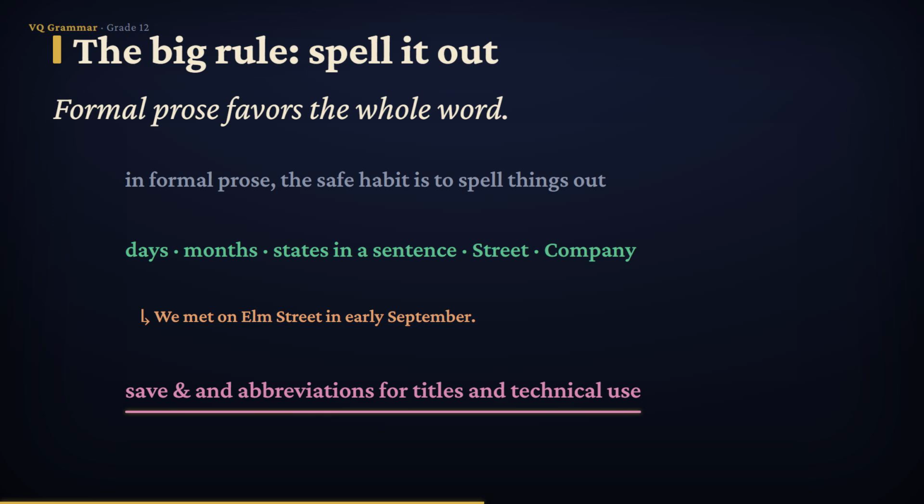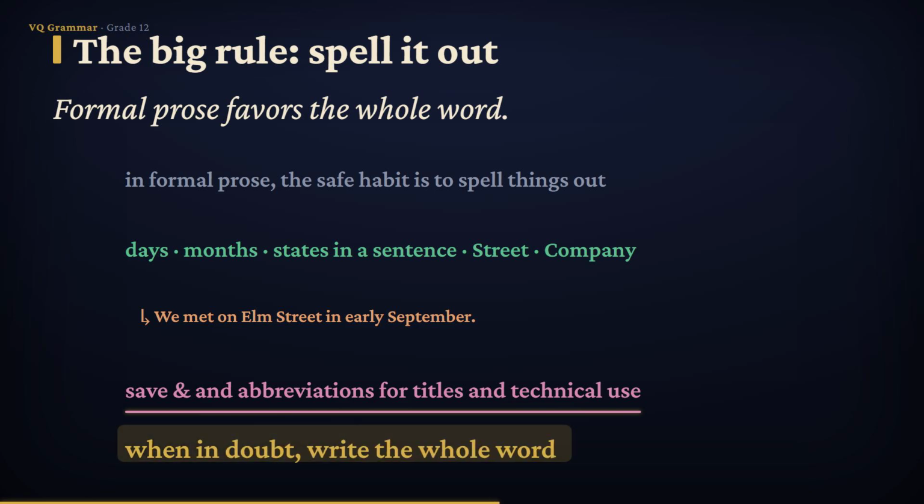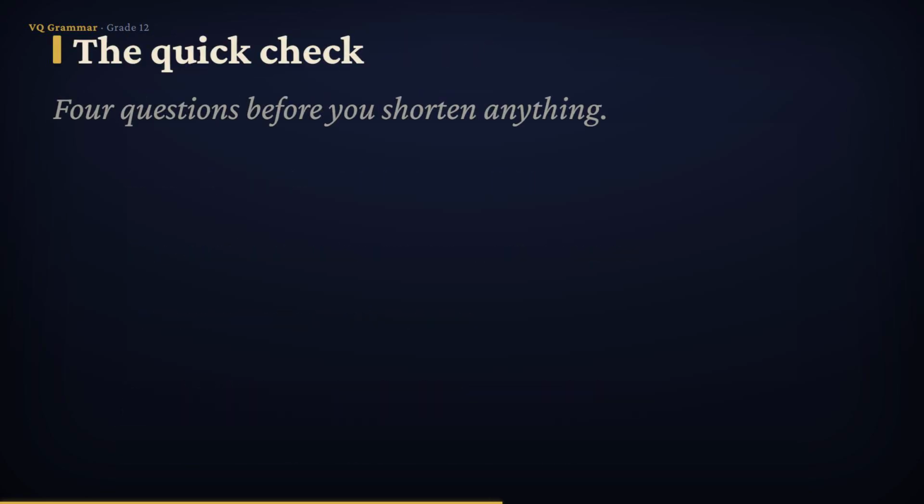Save your abbreviations for titles before names, for well-known acronyms, and for technical measurements. Everywhere else, when in doubt, write the whole word. Let's turn all of that into a quick check you can run in a second.